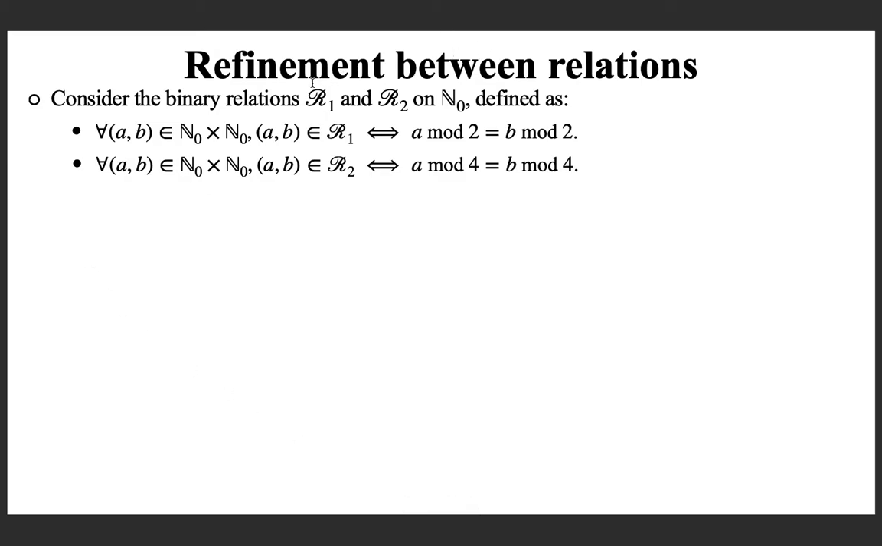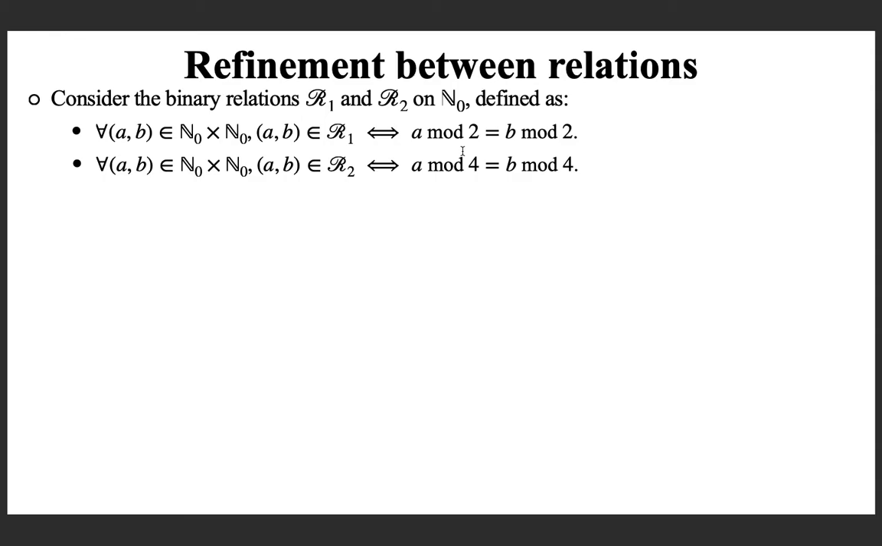So consider the binary relations R1 and R2 on N0. N0 means natural numbers with 0. Defined as, what is R1: A and B are related under R1 if and only if A modulo 2 is equal to B modulo 2. That is, when you divide both A and B by 2, you will get the same remainder. That is R1. And R2 is defined as A and B are related if and only if when you divide A and B by 4, you will get the same remainder. So that is the definition of the relation.